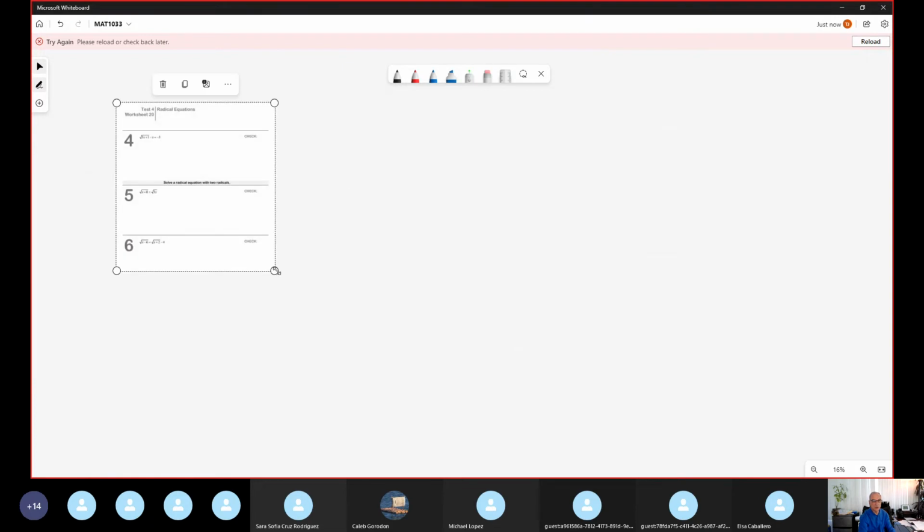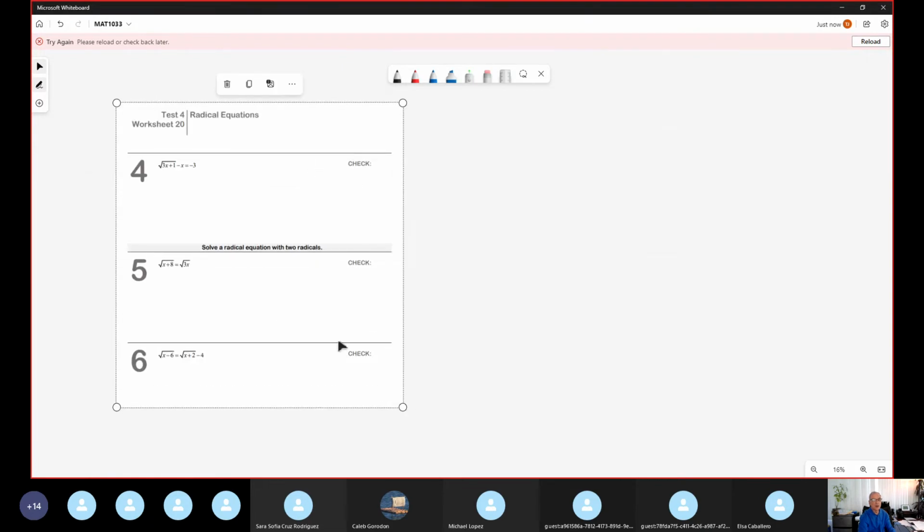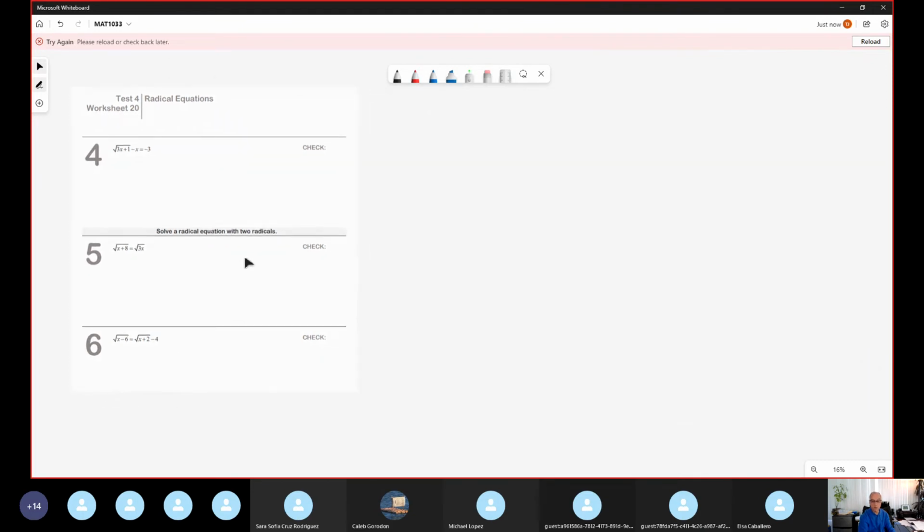Oh, this is more complicated. Well, now let me try to do at least one. Number 4, and numbers 5 and 6 we are doing. It's probably too long. Let's do number 4. The square root of 3x plus 1, minus x, equals minus 3, no? Yeah.